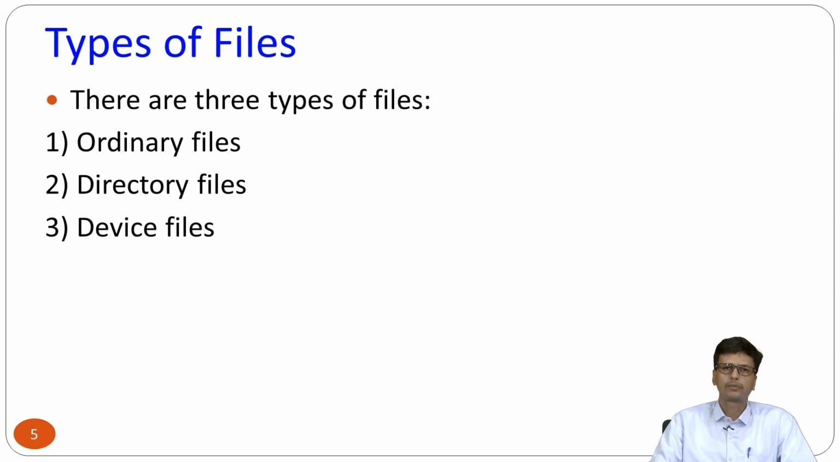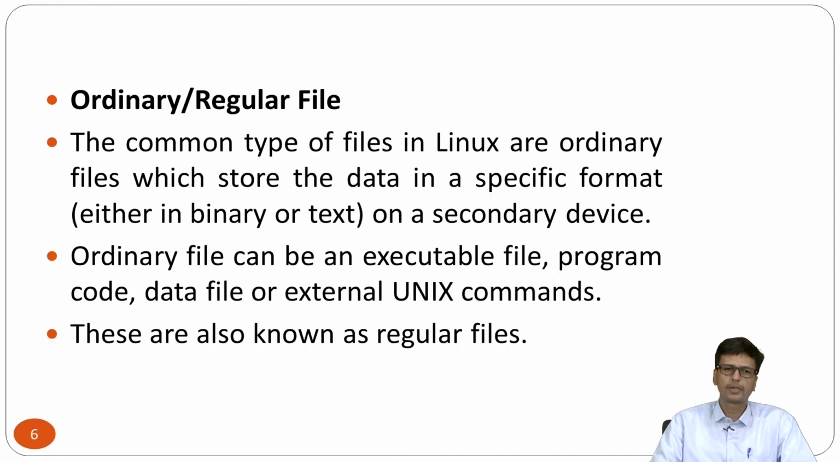Now, types of files. Whenever you are talking about the Linux or Unix operating system, the files are broadly categorized into three. First is the ordinary file, second is the directory file, and third is the device file. We will move on one by one. First one is the ordinary file.